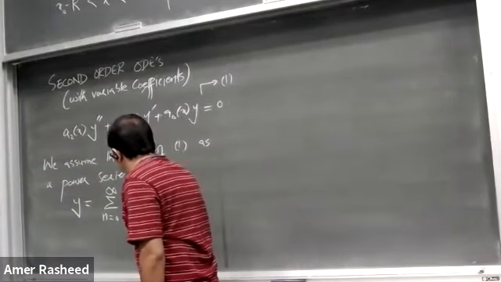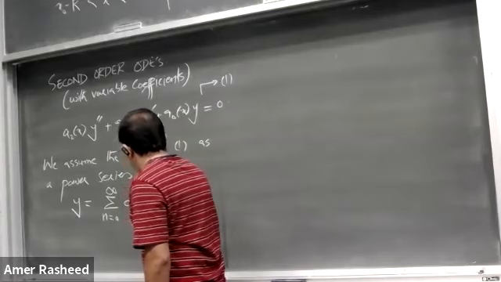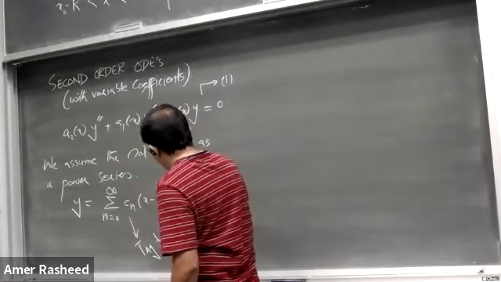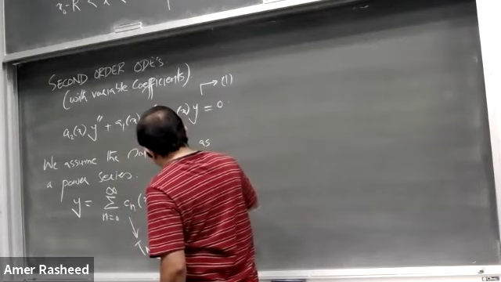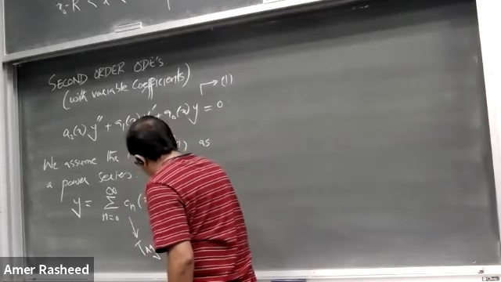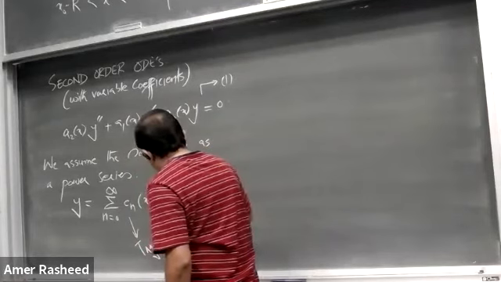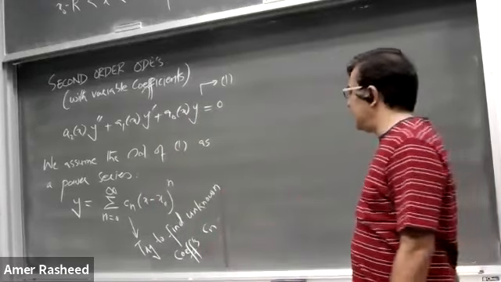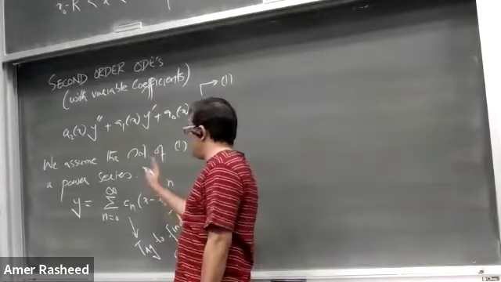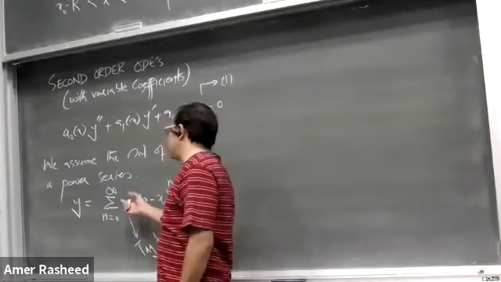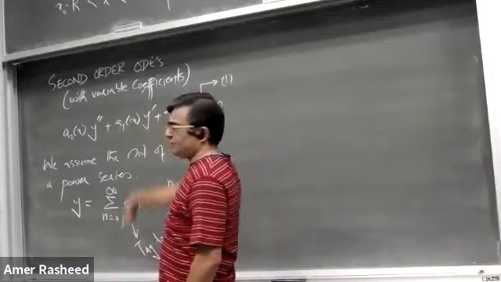We insert this series solution in this differential equation and try to find these unknown coefficients c_n of this power series. Once these coefficients are known, we put them back in this power series. That will be the solution of the given equation.